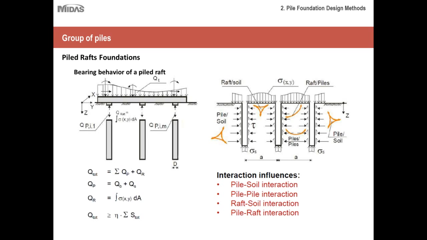So what kind of interactions do we have here? You can see we have pile soil interaction, pile to pile interaction, raft to pile interaction, and raft soil interaction. So basically we have 4 different types of interactions that you need to consider while designing the pile raft foundation, and thus it is utmost necessary to perform a full-blown 3D numerical analysis in order to obtain the true behavior of your pile raft foundations.